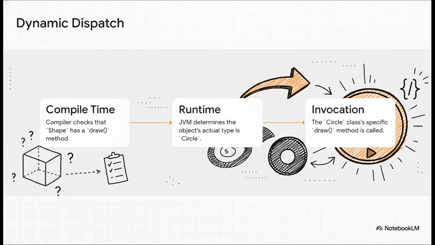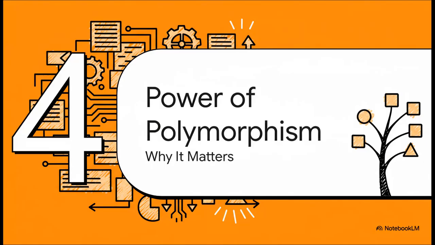So when we tell s to draw, how does it know to draw a circle and not a rectangle? This is the magic trick. It's called dynamic method dispatch. First, when you compile the code, the compiler just does a quick check. It says, okay, s is a Shape. Does the Shape blueprint have a draw method? Yes, it does. Check. But the real decision happens later, at runtime. The program actually runs, looks at what s is pointing to, and sees, oh, that's a circle. And only then does it call the draw method from the Circle class. The right code gets picked at the very last second. So that's the how. It's a pretty cool trick, right?